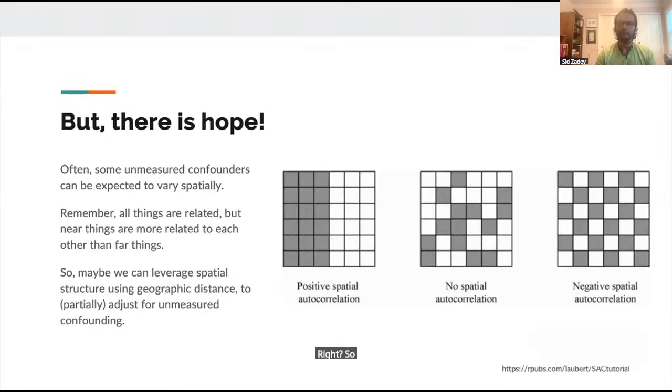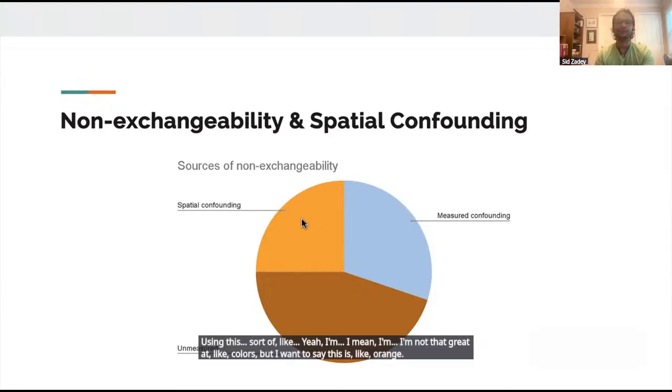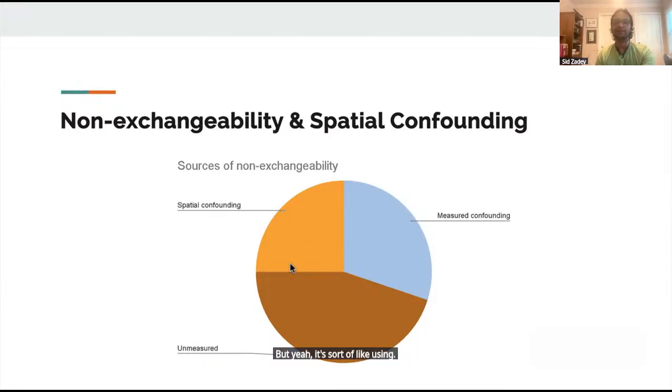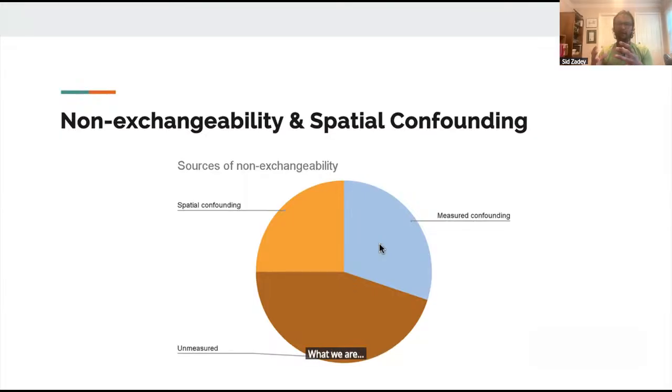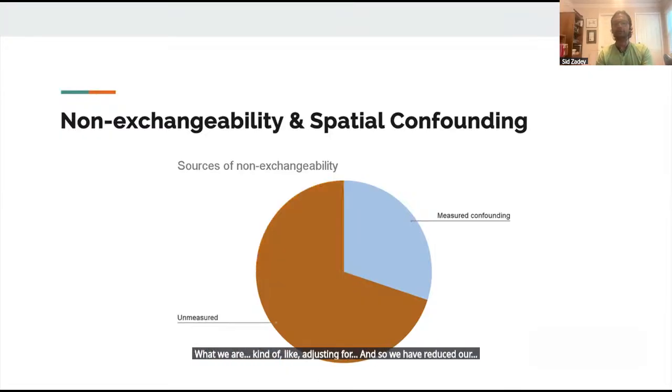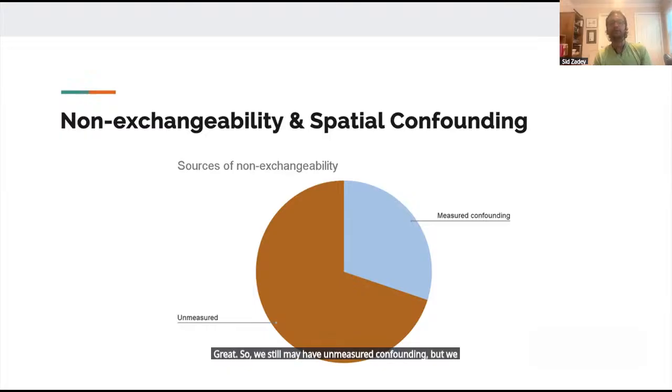So basically, what our method is dealing with is using this, I'm not that great at colors, but I want to say this is orange. It's using this orange part to now say that this blue and orange part is what we are adjusting for. And so we have reduced our unmeasured confounding compared to this. We still may have unmeasured confounding, but we are trying to take a stab at the problem one step at a time.